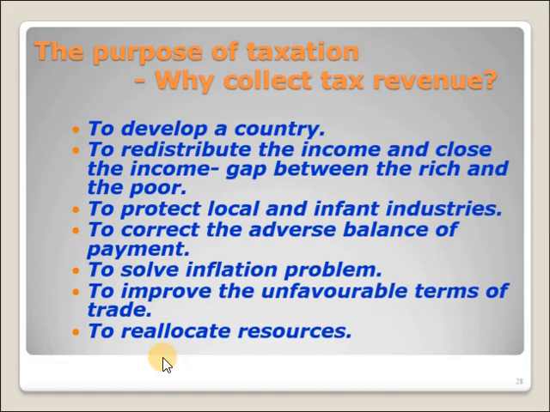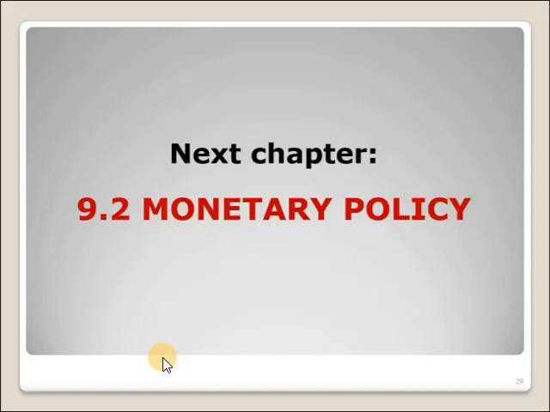So the relative price of local or infant industry is cheaper than the international, this will attract buyer to buy from them. Infant industry is a baby industry, a new setup industry. So they need support from the government or help from the government, especially in terms of the tax. To correct the adverse balance of payment, to solve inflation problem, to improve the unfavorable terms of trade, and to reallocate resources. The next video is 9.2 Monetary Policy.